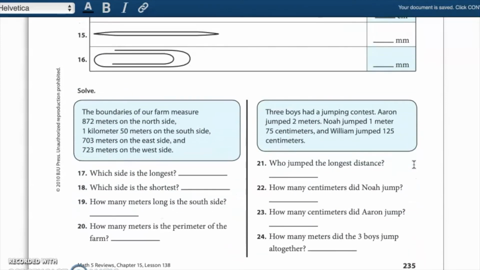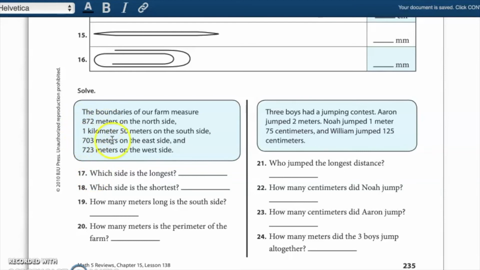Okay, and next one, number 17. So let's look at, I'm going to read the blue box first, and then we're going to solve the questions below. The boundaries of our farm measure 872 meters on the north side, 1 kilometer 50 meters on the south side, 703 meters on the east side, and 723 meters on the west side. So number 17 is asking, which is the longest?